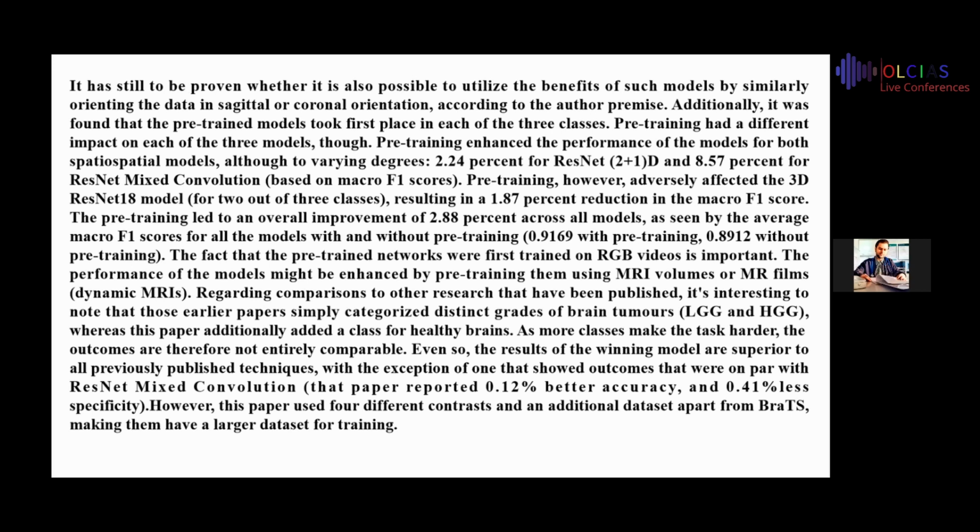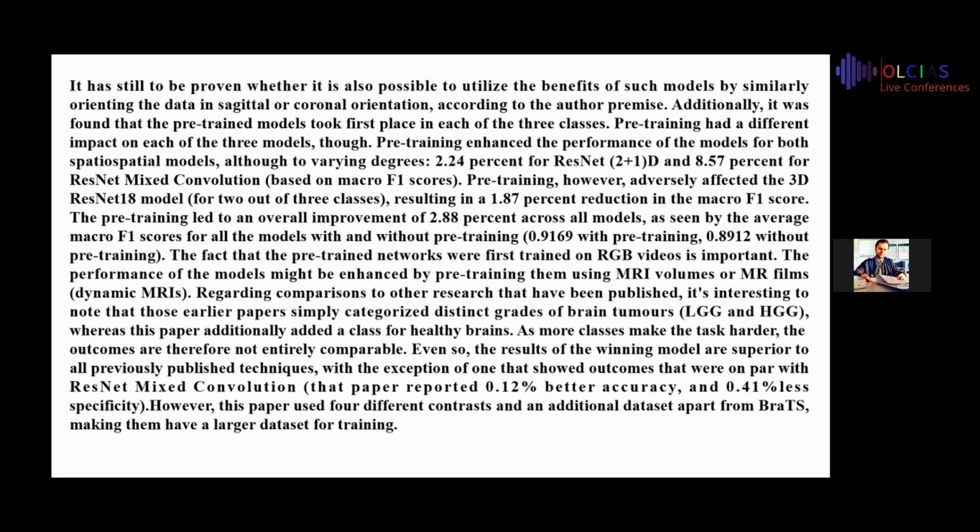The pre-training led to an overall improvement of 2.88% across all models, as seen by the average macro F1 scores for all the models without pre-training. That was 0.9169 with pre-training and 0.8912 without pre-training. The fact that the pre-trained networks were first trained on RGB videos is important. The performance of the models might be enhanced by pre-training them using MRI volumes or MR films, dynamic MRIs.